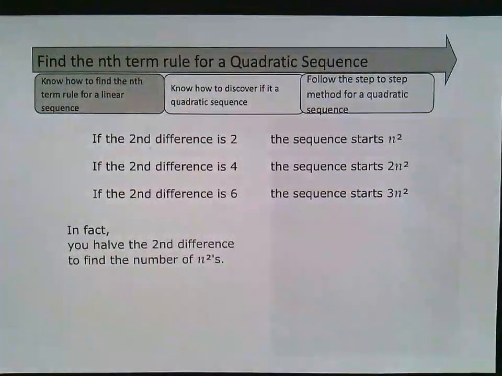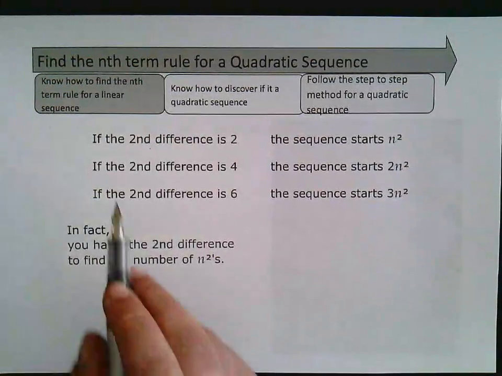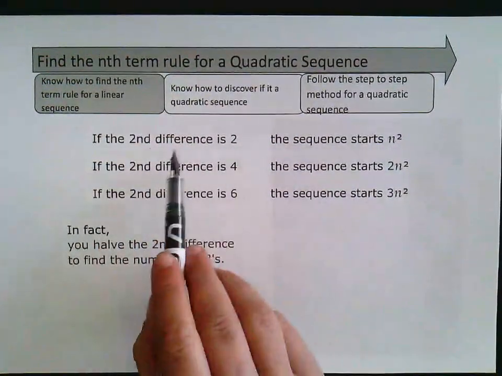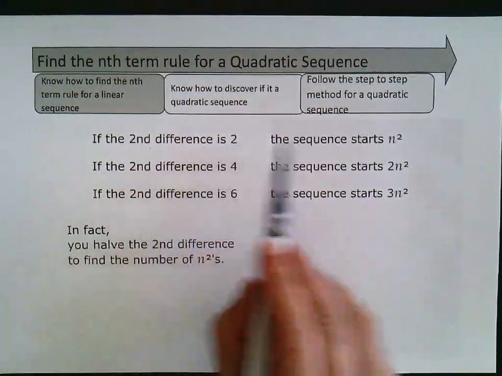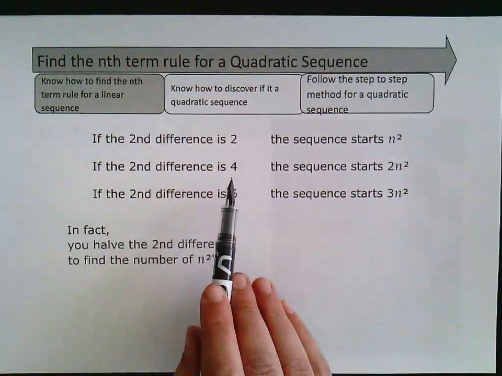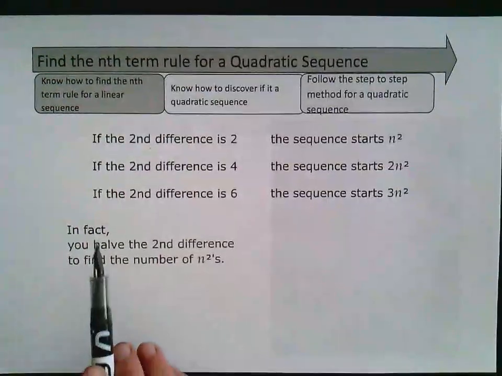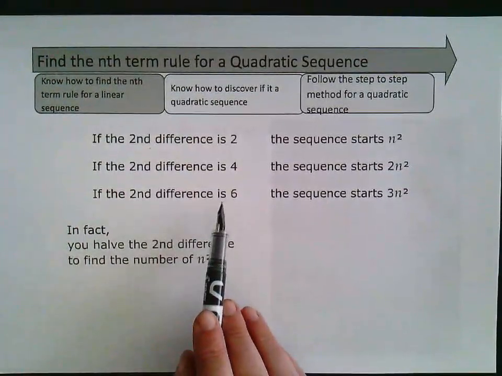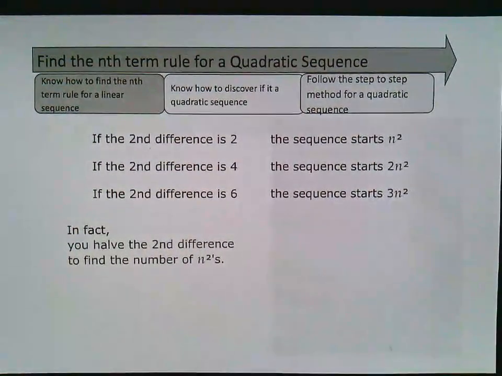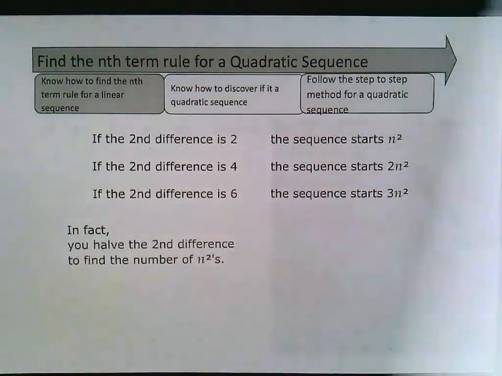So just to summarise there, if the second difference is 2, we start with n squared because we take that difference and divide it by 2. If the second difference is 4, if we divide that by 2, we get 2n squared. And if the second difference is 6, we divide it by 2 and get 3n squared. So we always halve the second difference to find the number of n squared that we have.